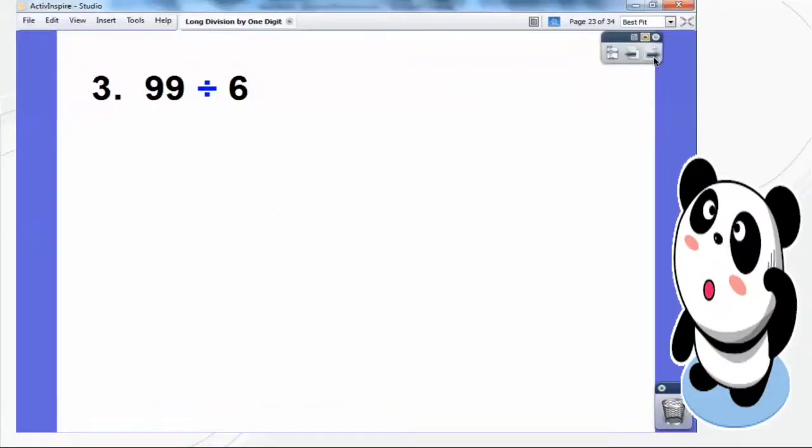So 99 divided by 6, okay? So we're going to put 6 on the outside, 99 on the inside. Okay, 6 goes into the first number once. Okay, so I write 6 underneath that. So there's my 6, and then I subtract. Okay, 1 times 6 equals this 6, and I subtract, and then I get a 3.